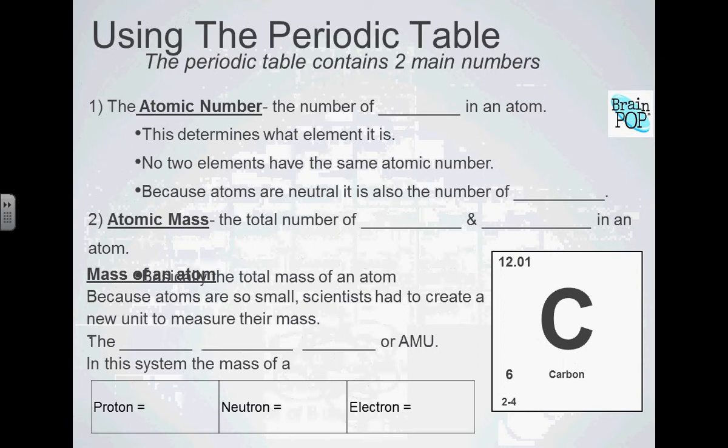The atomic number on the periodic table that we'll generally be using is in the lower left corner, not all the way down, but next to the name of the element. The atomic number tells you the number of protons in that atom. That's what atomic number is.